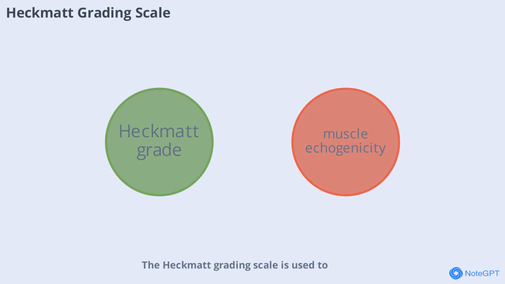The Heckmatt grading scale is used to assess muscle echogenicity and architecture on ultrasound. Grades range from 1, normal, to 4, severe degeneration. In this study, most hands had a Heckmatt grade of 3 or 4, indicating moderate to severe muscle degeneration. This scale provides a standardized way to quantify the extent of atrophy and track disease progression.